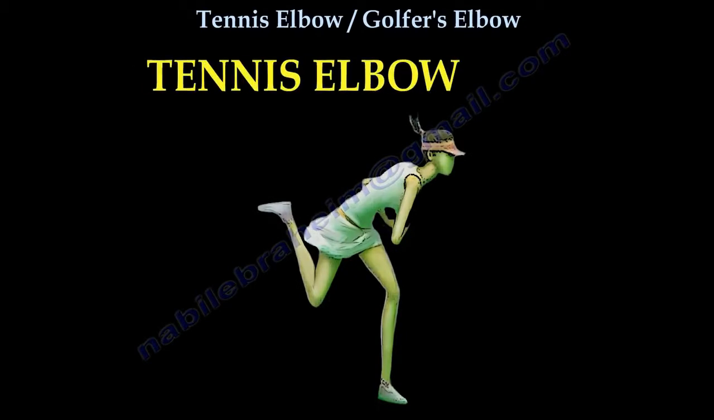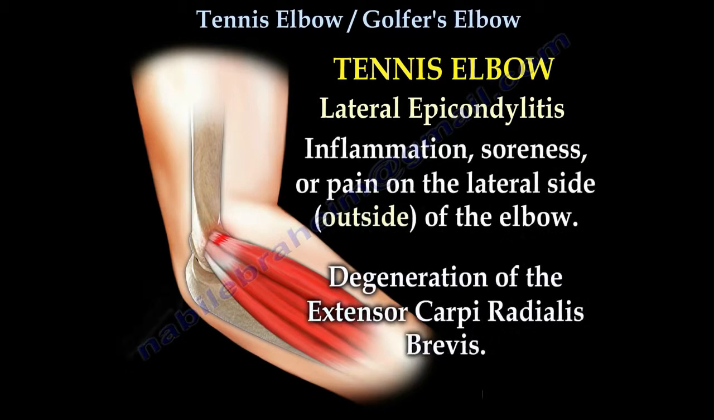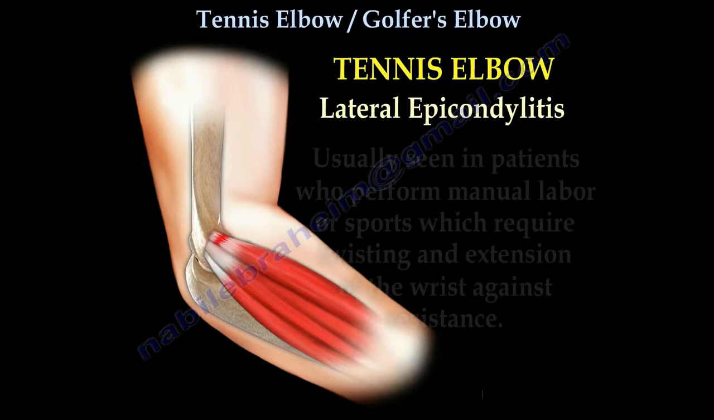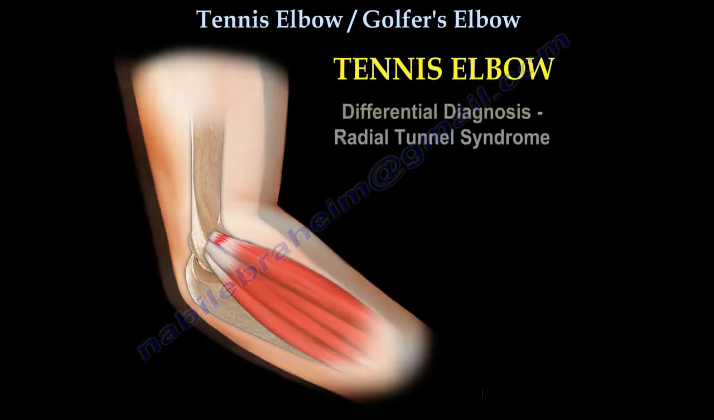Tennis elbow, or lateral epicondylitis, occurs due to inflammation and soreness, and appears as pain on the lateral side, the outside of the elbow. This is a degeneration of the extensor carpi radialis brevis, usually seen in patients who perform manual labor or sports which require twisting and extension of the wrist against resistance. Differential diagnosis: radial tunnel syndrome.